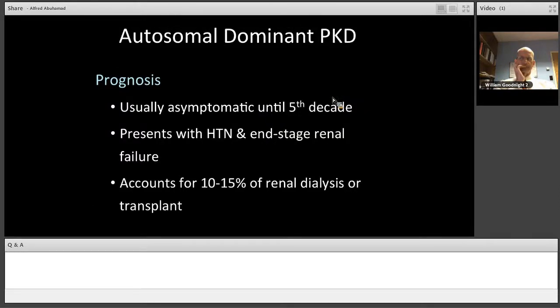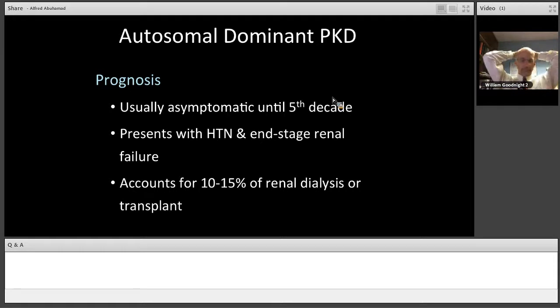Prognosis: usually asymptomatic until the 5th decade, as I indicated. They present with hypertension, end-stage renal failure, and it accounts for about 10 to 15% of renal dialysis or transplant. So it's a fairly common disease, 1 in 1,000, and it is certainly important to understand the pathophysiology of this.